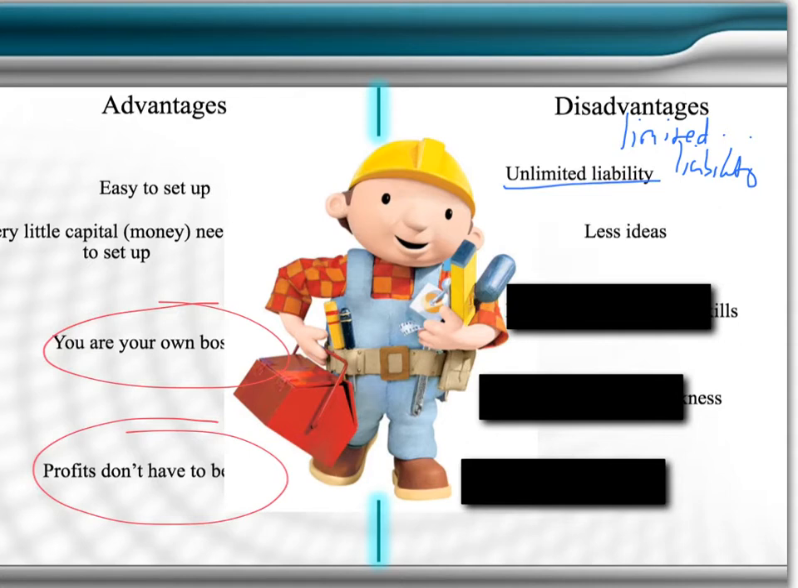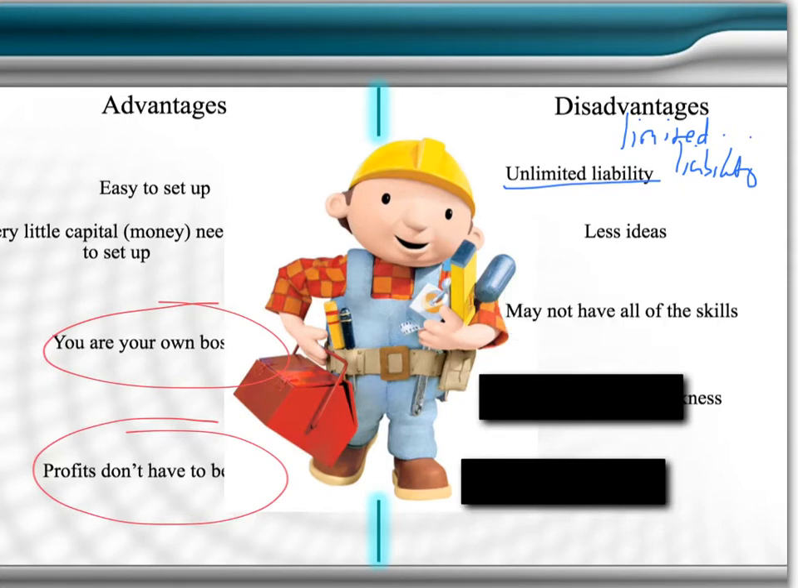Right, next one. Less ideas. That's easy. There'd be less ideas because you're the only person working there, so therefore, it's really hard to come up with more ideas. Next one. You may not have all the skills. Because you're the only person on your own, you might not have all the skills to do well.